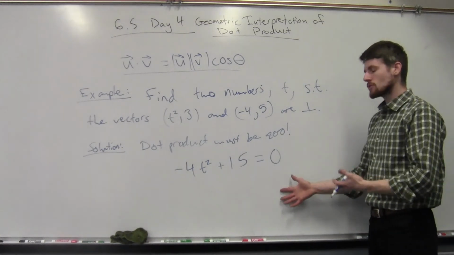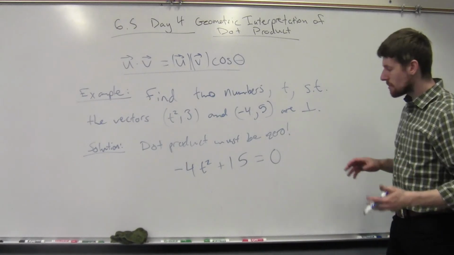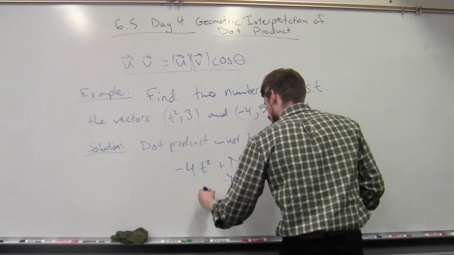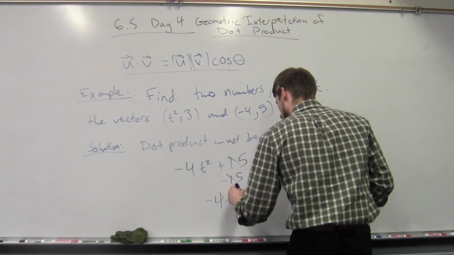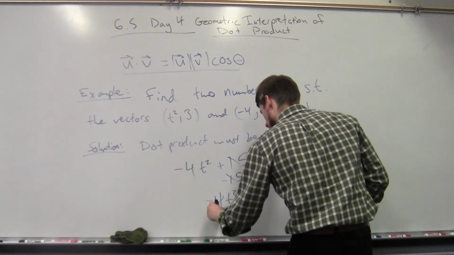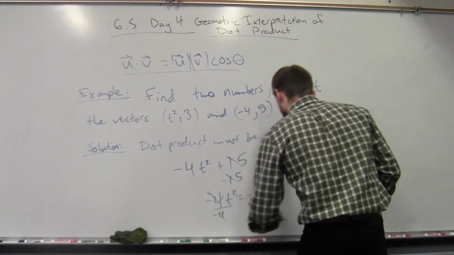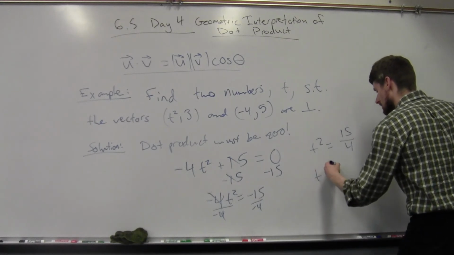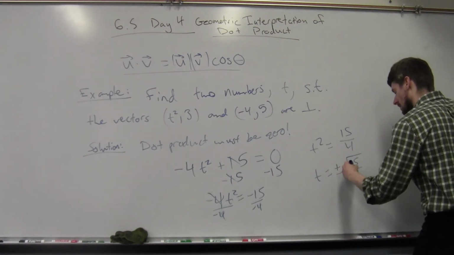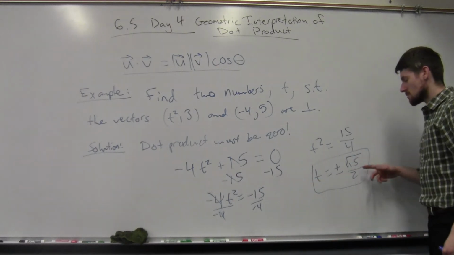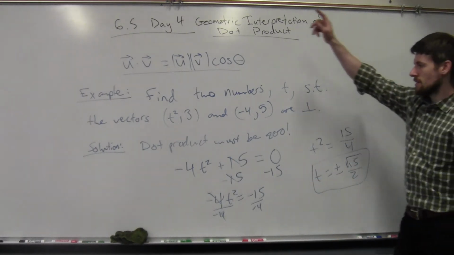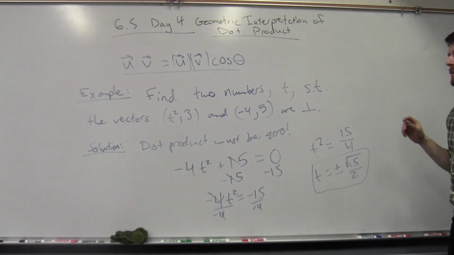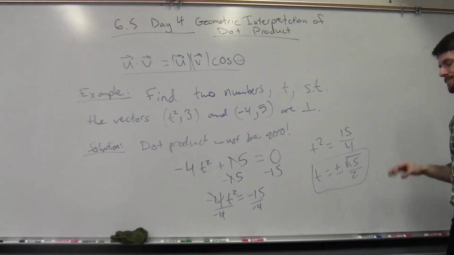It's just a simple quadratic that you don't even need the quadratic formula to solve. You can just solve it by subtracting 15 and then dividing by -4, and that gives you t squared equals 15/4. So t is equal to plus or minus root 15 over 2. So if t is one of these two numbers, then the vectors (t squared, 3) and (-4, 5) will be perpendicular. Done.